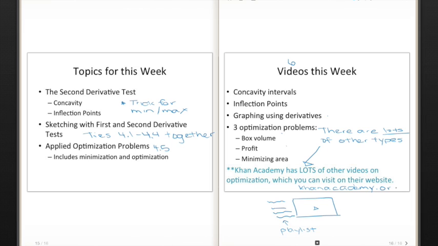And in case you don't have that website, that Khan Academy website is khanacademy.org. And from there, it's free. You do not have to pay any money to use it. And you can just search optimization, and they'll pull up a whole playlist for you of things that can be helpful.